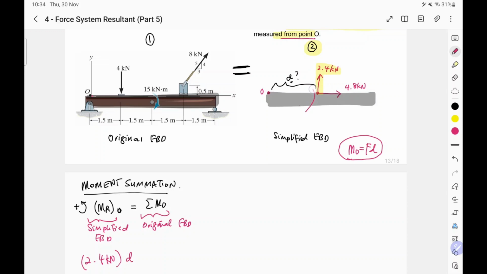And the direction is counterclockwise, so in our equation it becomes positive. The next one is this 4.8 kilonewton. If you look at this load, we assume it to be in line with the rotation point. When it passes through the rotation point, it means there is no distance. When there is no distance, this 4.8 kilonewton will not create any moment.